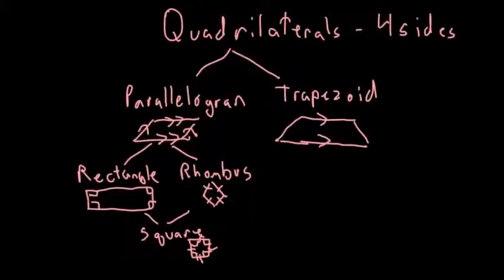So when you look at that, all squares are rectangles, all squares are rhombuses, all squares are parallelograms, all squares are quadrilaterals. If you go down the chart, it works differently. So some parallelograms are rectangles, some parallelograms are rhombuses, but not all. Some rectangles are squares, some rhombuses are squares. So if you go down the chart, it's sometimes. If you go up the chart, it's always.